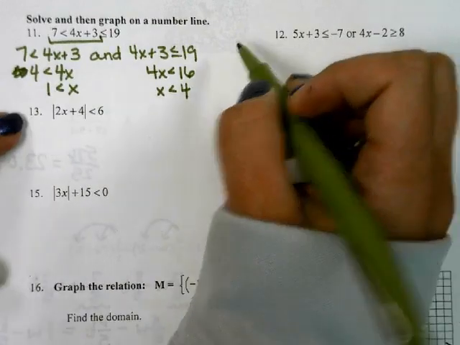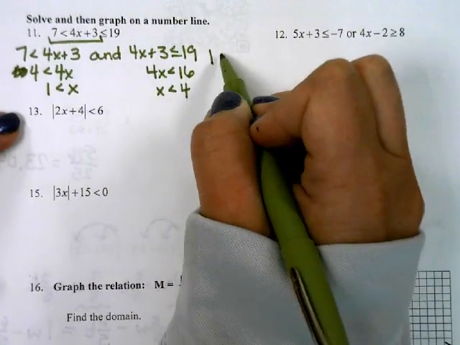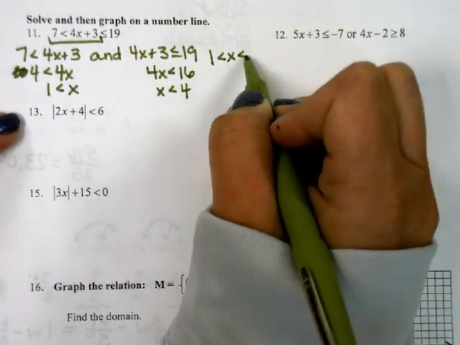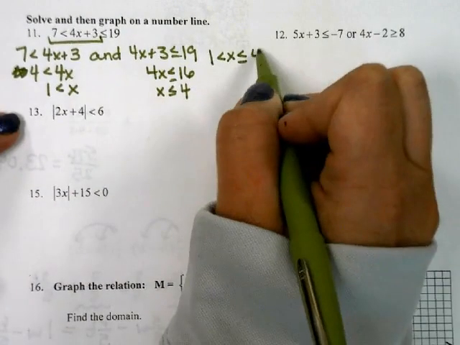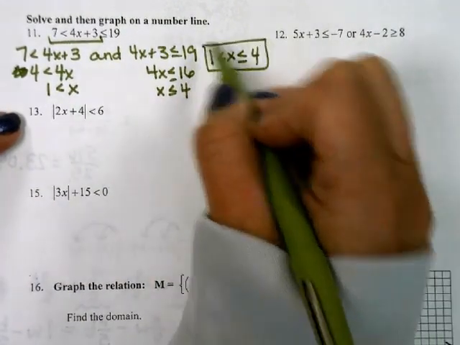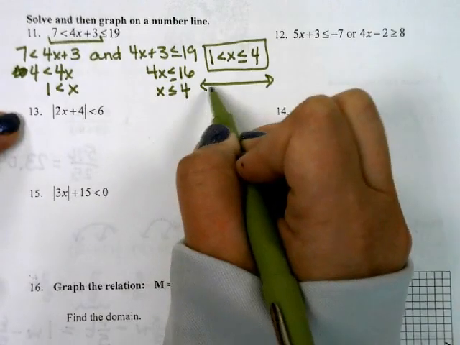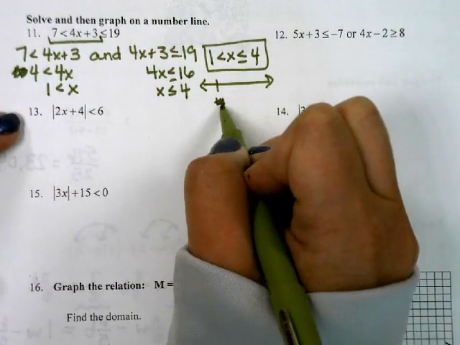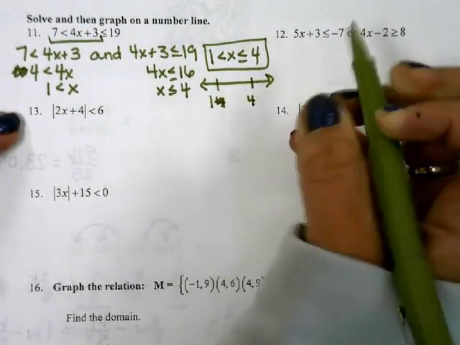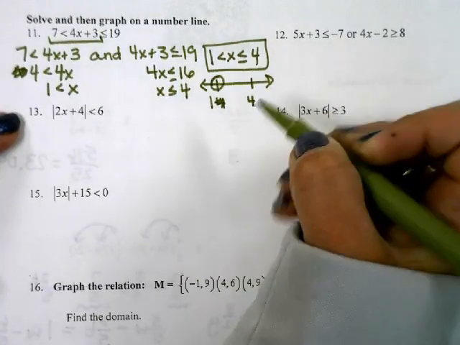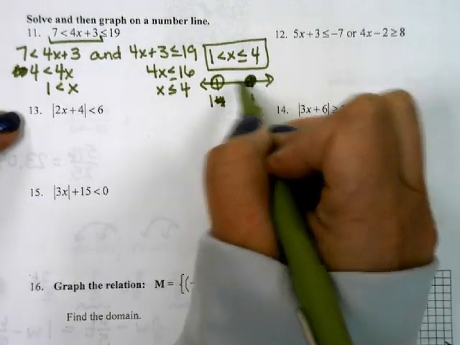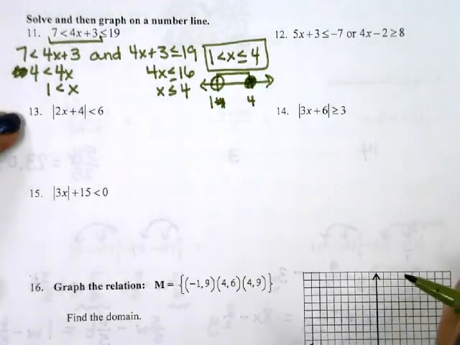So, I split it apart, I'm going to put it back together. 1 is less than x is less than or equal to 4. So, on my number line, I got 1 and positive 4, open circle on 1, closed circle on 4, everything in between.